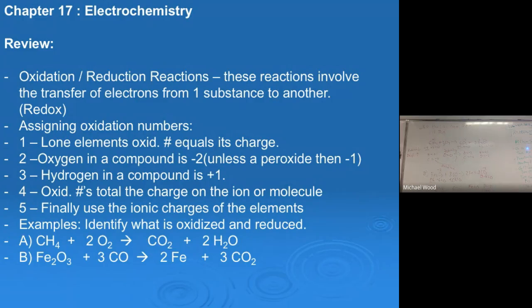Okay, so in every case, one element should go down, one element should go up. So in this case, oxygen didn't change, so it was neither oxidized or reduced. But iron went down from +3 to 0, so it was reduced. And carbon went up, so it was oxidized. And it's good, just good review. And the point here is there's a transfer of electrons, which can create electricity.